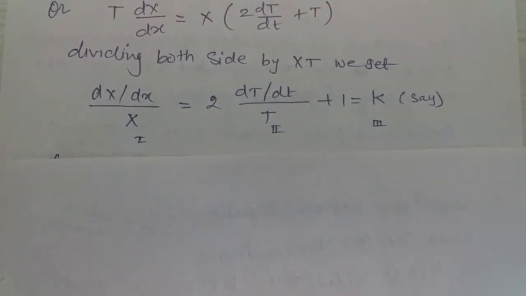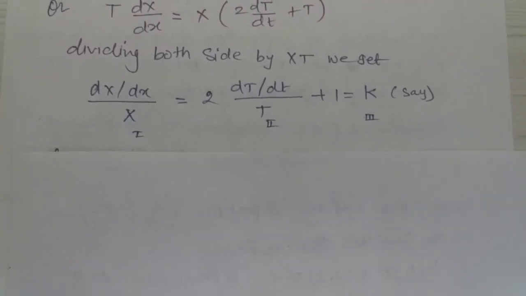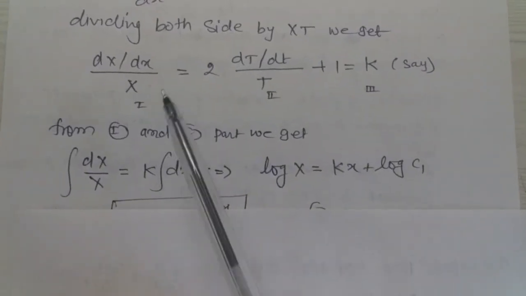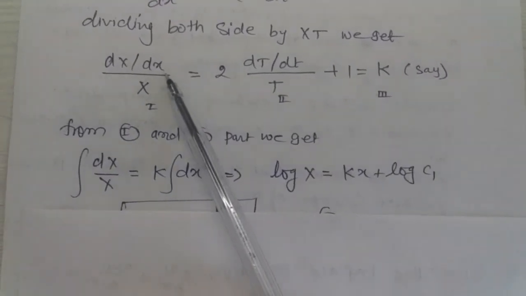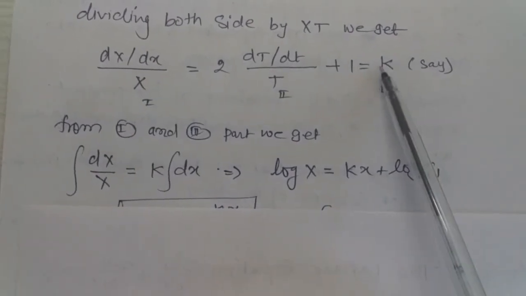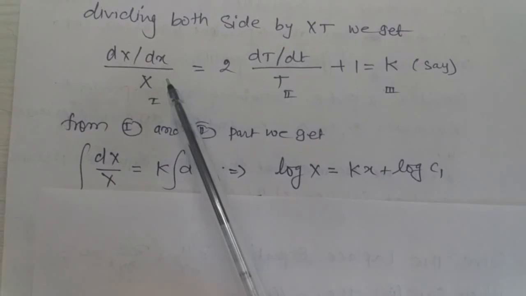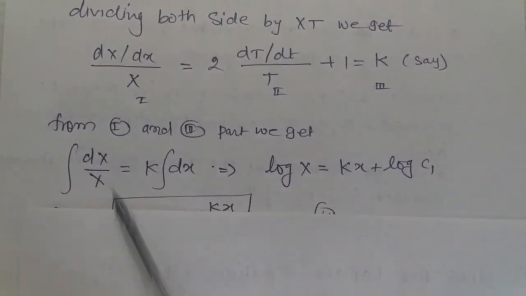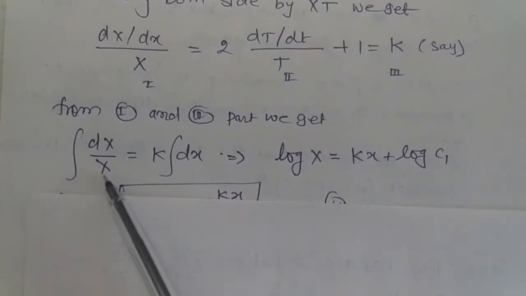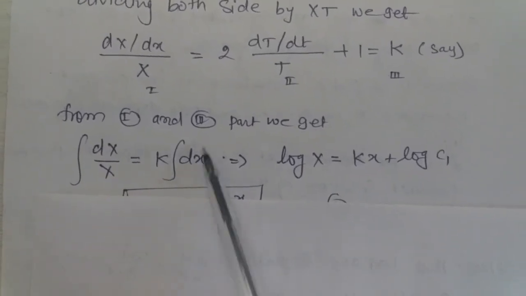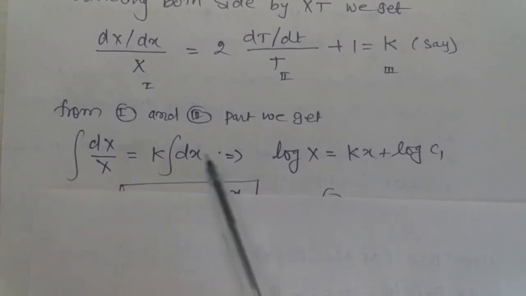Now taking first and third part, we get (dX/X)/(dx) equal to k. So transfer dx into the right hand side, we get dX upon X equal to k times dx. So variables are separate.